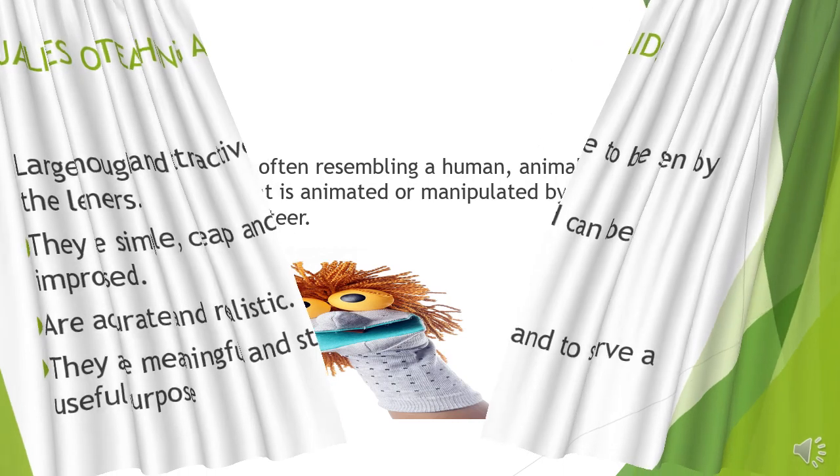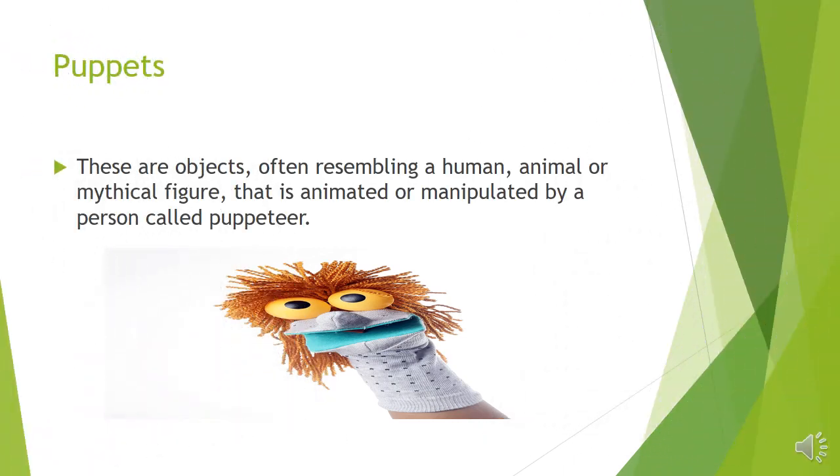We go to our next. Now we are going to deal with these puppets. Puppets are objects often resembling a human, an animal, or any mythical figure that is animated or manipulated by a person called a puppeteer. A puppeteer is someone who controls these puppets or makes them.